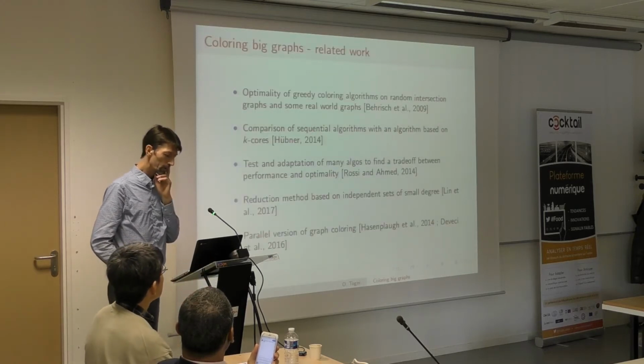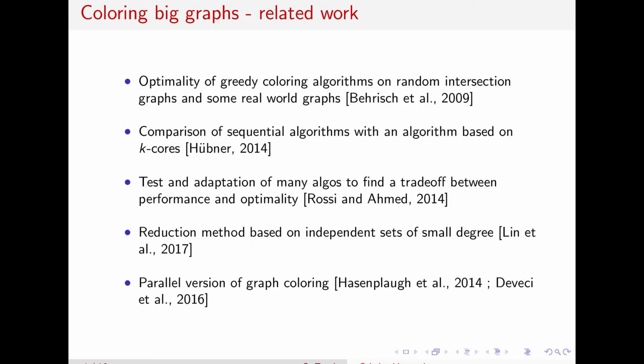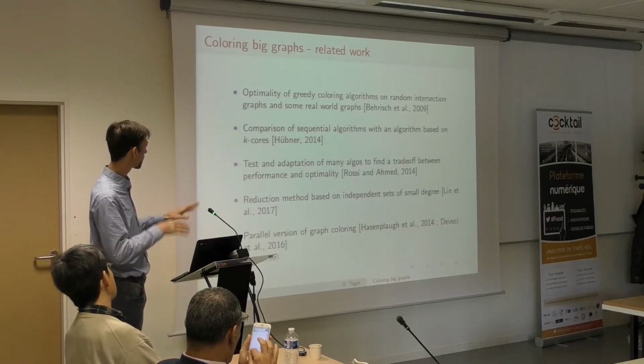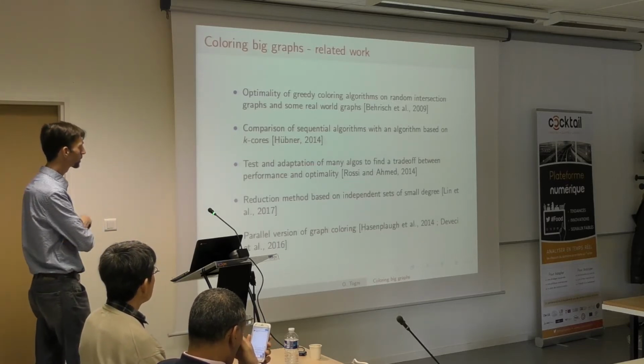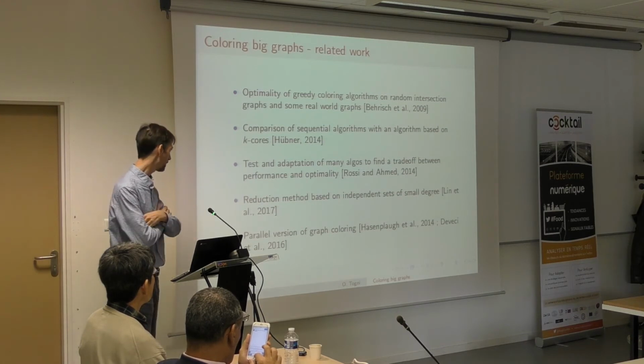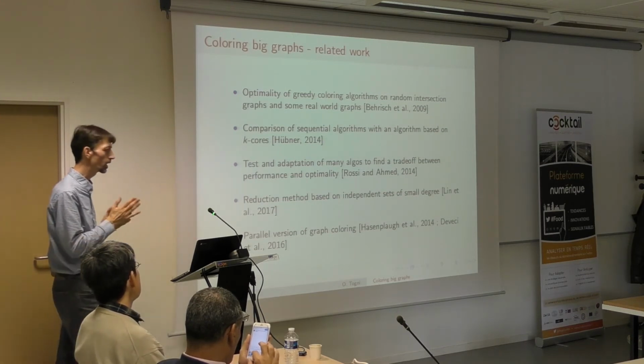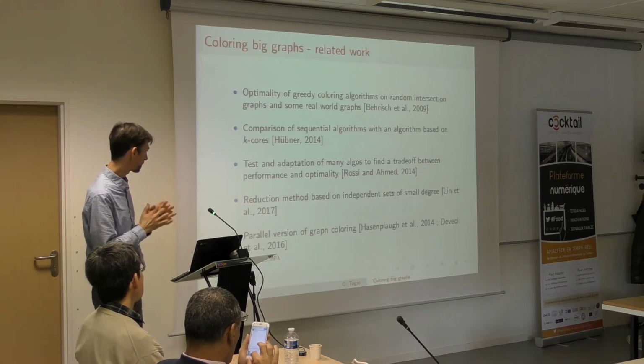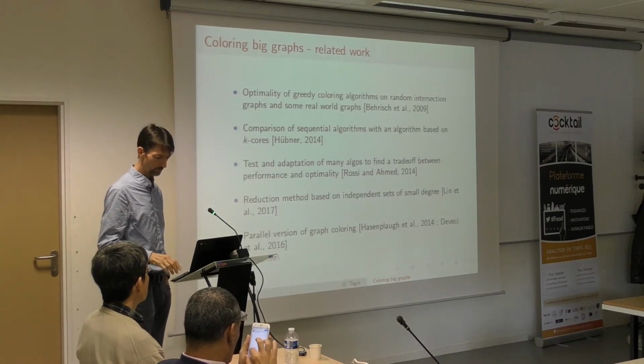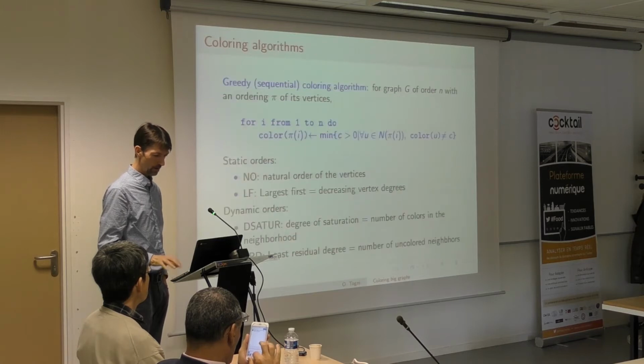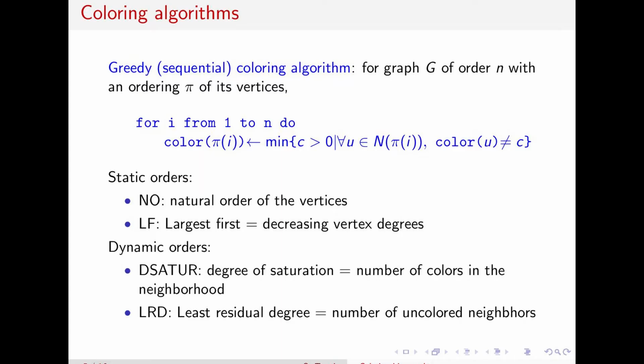There are not many works that consider this problem of coloring big graphs, and only recently. Mainly, they compare many algorithms to see which is the best for which kind of graph. And also, they try to parallelize the algorithms in order to speed up the coloring process. So I also look at sequential algorithms. Why? Because they are very simple, or greedy, coloring algorithms.